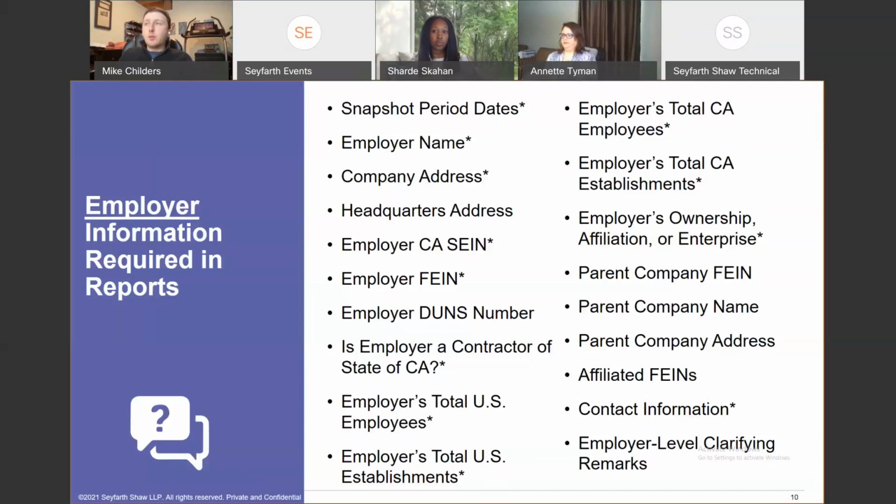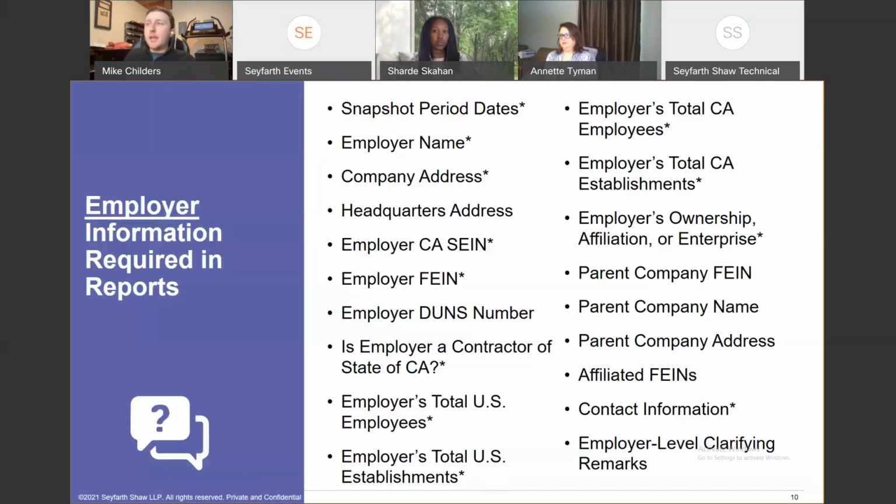The ones that I really want to call out: you need to be able to provide not just your federal employer identification number, but also your California state-issued employer identification number. You also need to provide whether or not you're a contractor doing business with the state of California. And you need to provide not just the number of locations and employees within California that you're reporting on, but also the number of establishments you have throughout the entire U.S., whether or not you're reporting them to California, and the number of employees you have throughout the U.S., whether or not you're reporting them to California. So it's a little bit broader of a picture that you're required to provide, in addition to those same fields for California specifically.